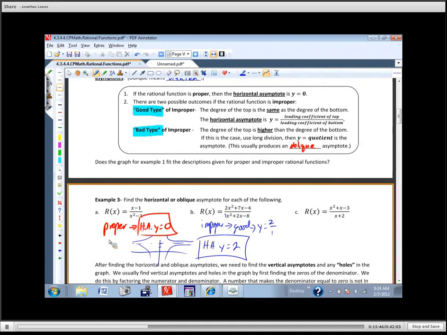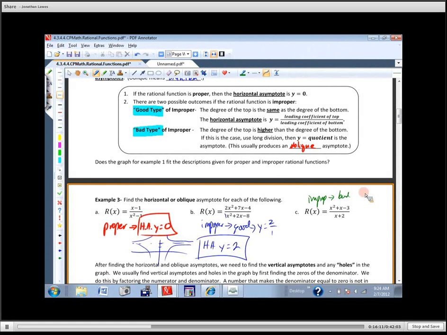Okay, so proper is a piece of cake. If it's proper, we write y equals 0 as the horizontal asymptote. That's it. If it's improper and the good type, we just write y equals the leading coefficient of the top over the leading coefficient of the bottom. End of story. We've got our horizontal asymptote. Okay, is this the good or the bad type? Okay, so here's what we do. This is improper. It's the bad type.